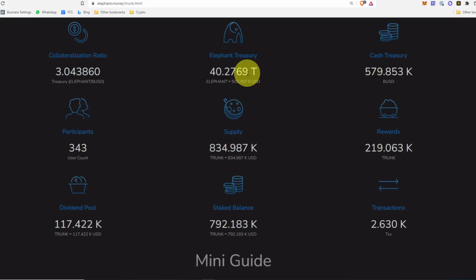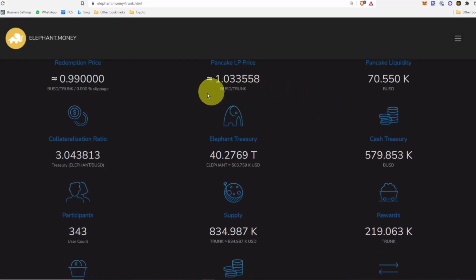feeding this treasury. And there will come a tipping point where, when the Elephant Treasury reaches parity with Elephant token, a supply shock will occur that will send Elephant token parabolic. So if you want to get into Trunk, make sure you have a little side bag of Elephant, because you should treat that as if it were Bitcoin at $100, because over time, Elephant price is going to go crazy.